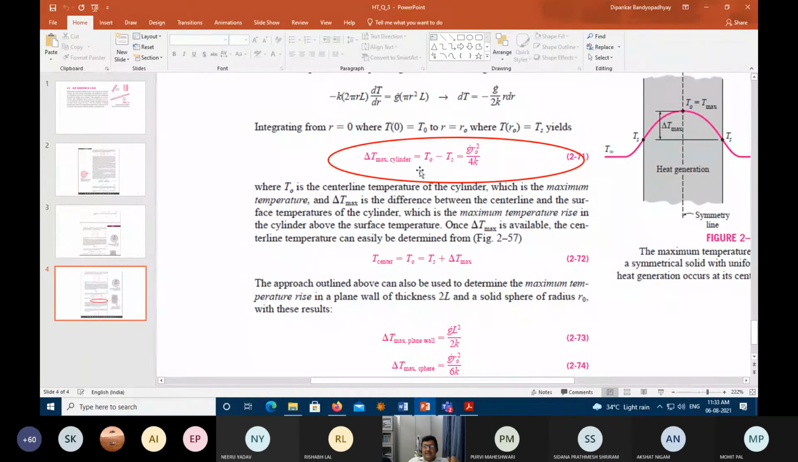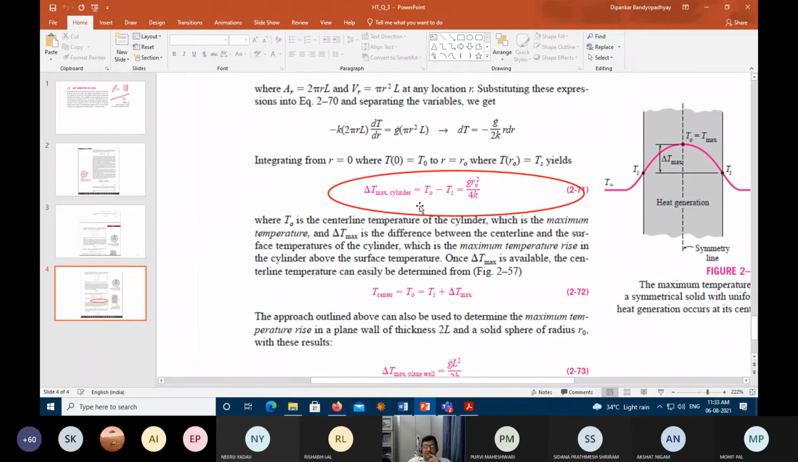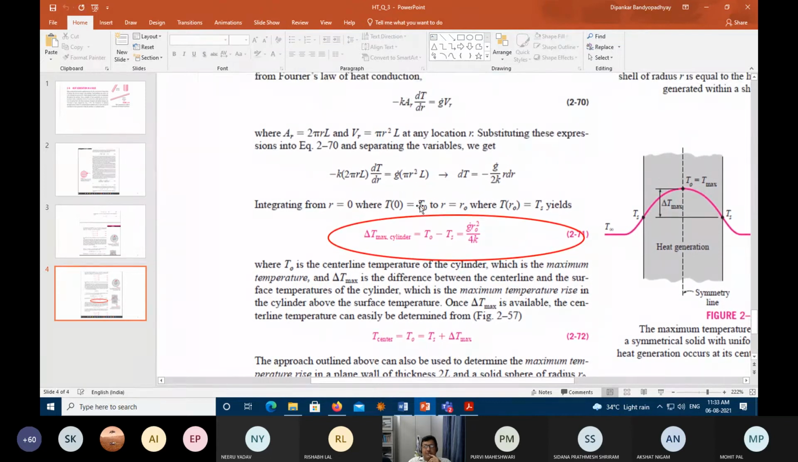ΔT_max for the cylinder is equal to T0 minus Ts, equal to G dot, which is E dot here, R0 square by 4K. So please make use of this equation in order to obtain your centerline temperature. Can you do that? Is it visible to all of you now? Yes, sir, it's visible. So these slides will be shared with you as you go for the solution.